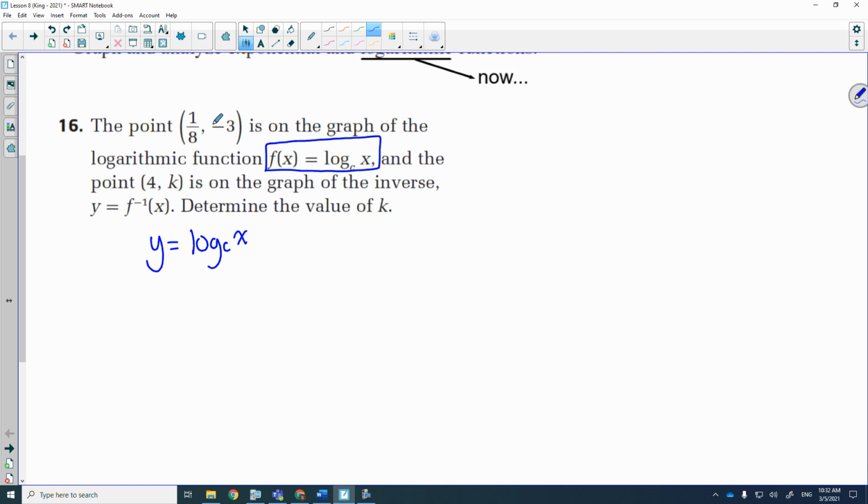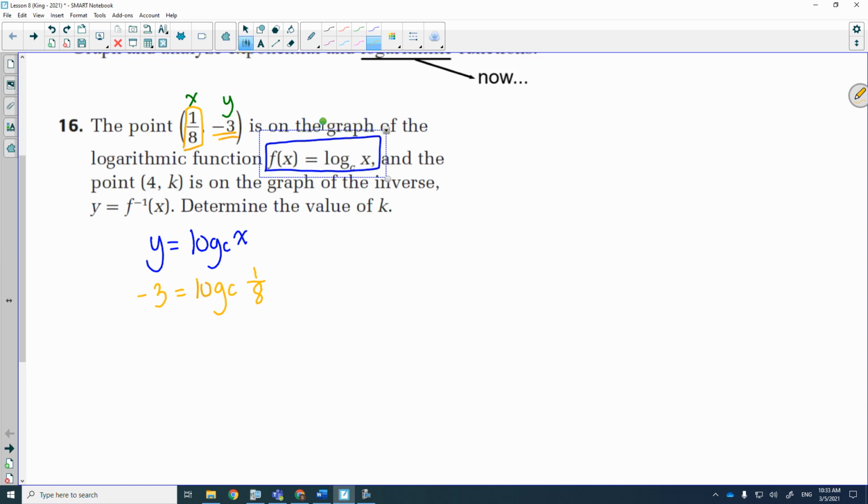They tell you that this point lies on this graph. So what you could essentially do is you could say, okay, that's an x, that's a y. If you plug that into this equation, what variable would I be solving for? C, right? So if I take that point and I plug that point into this equation, we're actually going to figure out what the base of this log is. So y is -3 is equal to the log base c of x, and x is 1/8.